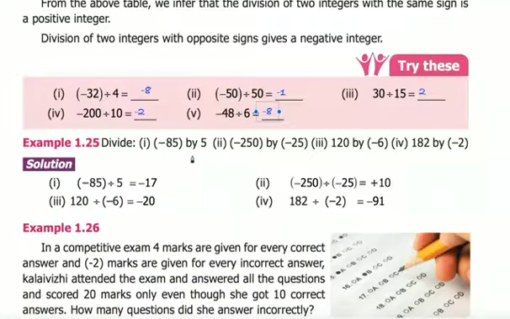Divide. Minus 85 by 5, minus 17. Minus 2 by 25. Minus 25 plus 10. 120 by minus 6, minus 20. 182 by 2, 91. Minus 91.